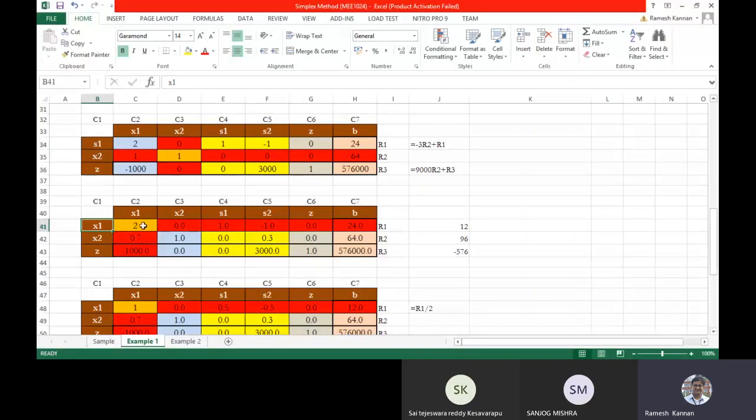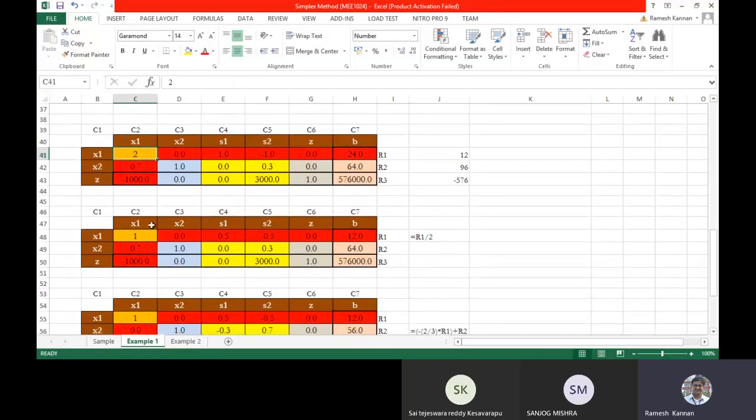So how do we make that to be 1? Divide that particular row by 2. This row divided by 2 will yield the pivotal element to be 1. 0 divided by 2 is 0, 1 divided by 2 is 0.5, minus 1 divided by 2 is minus 0.5, 0 divided by 2 is 0, 24 divided by 2 is 12. So we have successfully made the pivotal element 1.